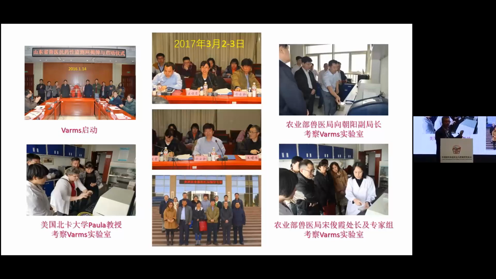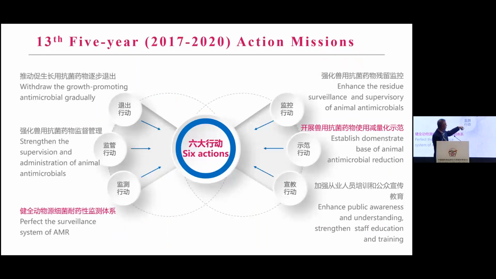In 2016, we established a network for looking at the AMR for animal health. In 2017, the Vet Authority of China made the national plan, and the national vet body went to our institute for inspection. They checked out our methods, and they've given us high approvals. On the basis of that, we have made 5-year action plans for the AMR originating from animals.